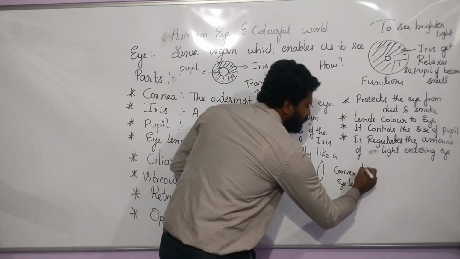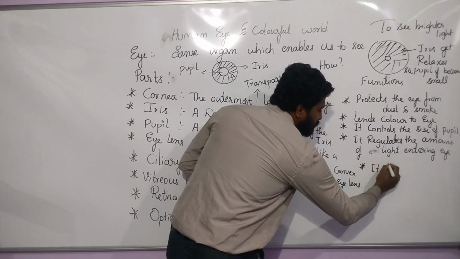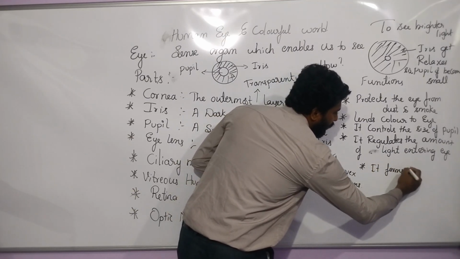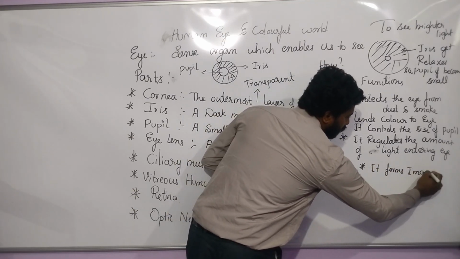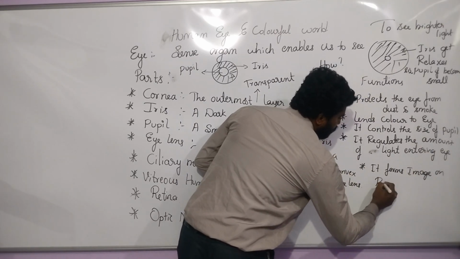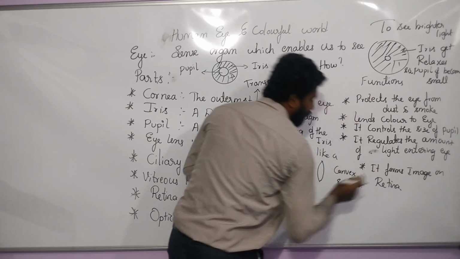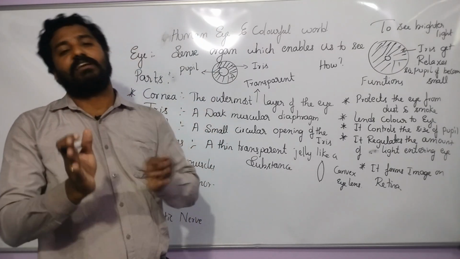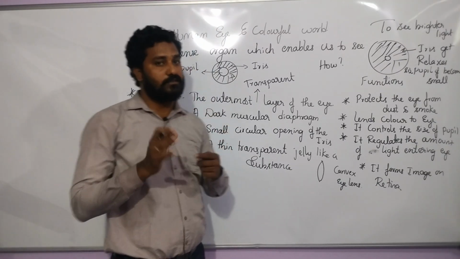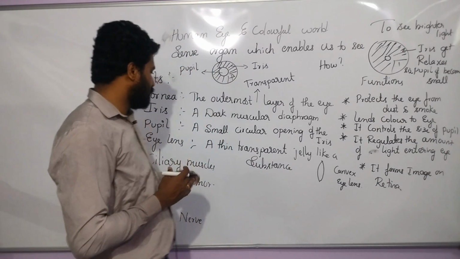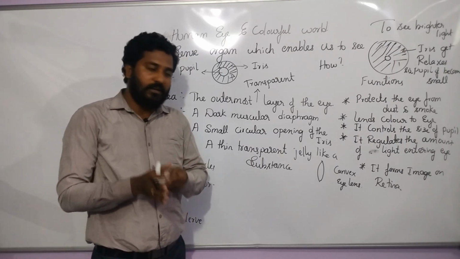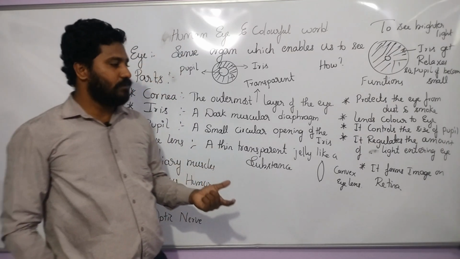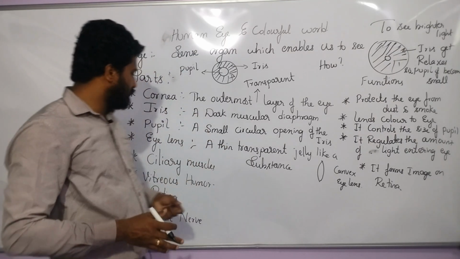And what is the function of this? It forms the image on the retina. Who forms the image on the retina? Our eye lens, which is a convex type of lens. This is also important; they will ask you questions. If they ask you the definition, a thin transparent jelly-like substance of the eye is called the eye lens.